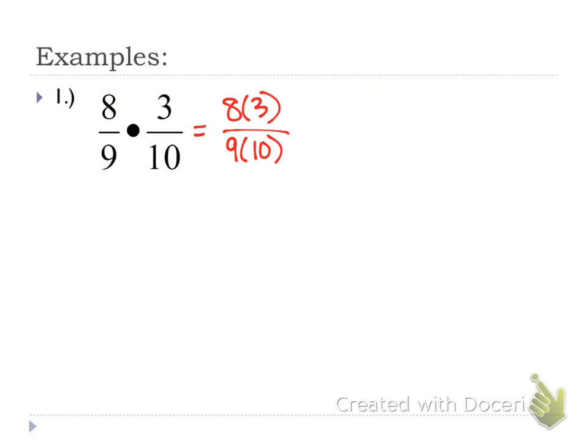What numbers can be cross-canceled or cross-reduced? 3 and 9. What is the 3 going to become? 1. What's the 9 going to become? 3. I need somebody else to tell me what else can cross-cancel. Danielle, 8 and 10. What does the 8 become? 4. Okay. What does the 10 become? Thank you.